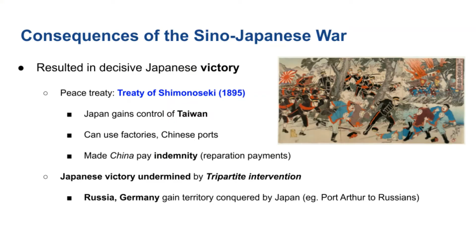On the other hand, Japan's victory was undermined by the tripartite intervention. This meant that Russia and Germany gained territories initially conquered by Japan. For example, Port Arthur went to the Russians.